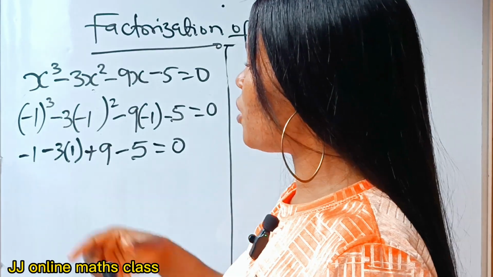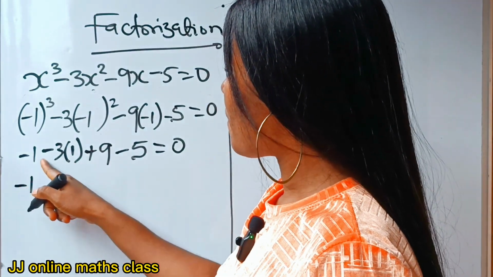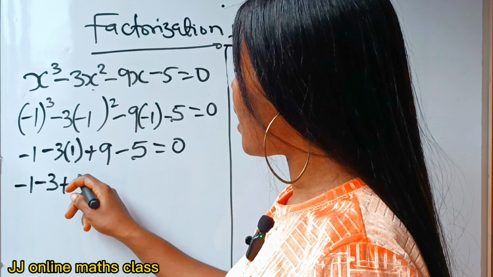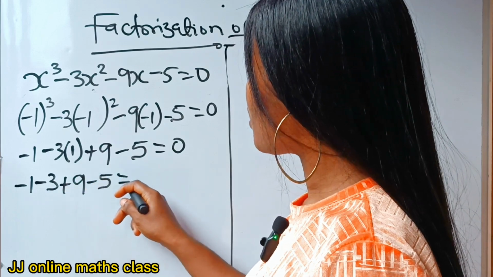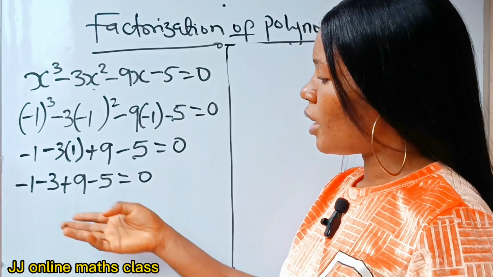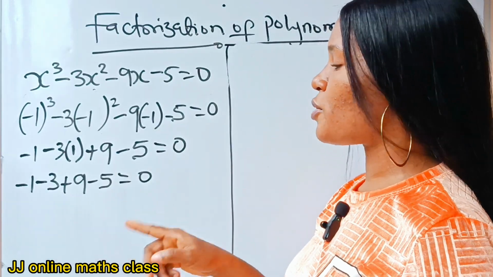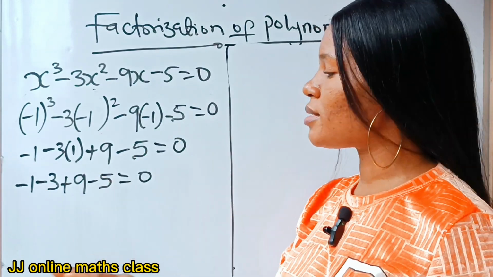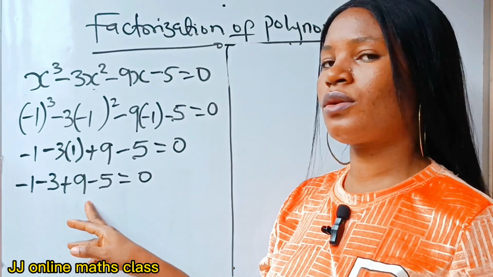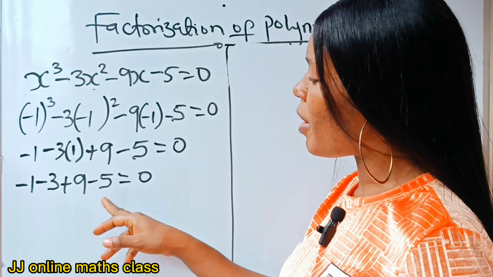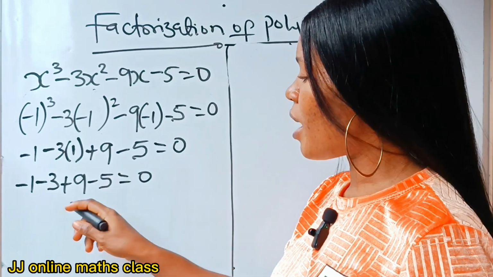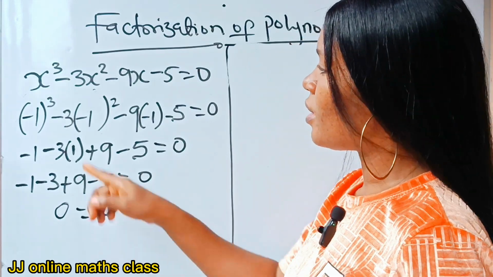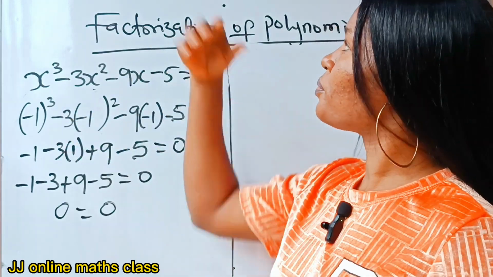Now we are going to have minus 1 minus 3 times 1 will give us minus 3 plus 9 minus 5 is equal to 0. Let's solve this and see if we are going to get 0. Minus 1 minus 3 will give us minus 4, right? Minus 4 plus 9 will give us 5. And 5 minus 5 will give us 0. So that means this is 0 and is also equal to 0. Definitely, minus 1 is a factor.